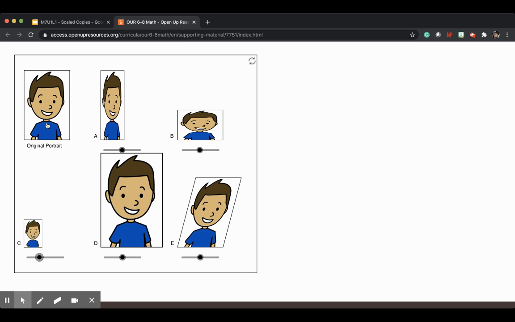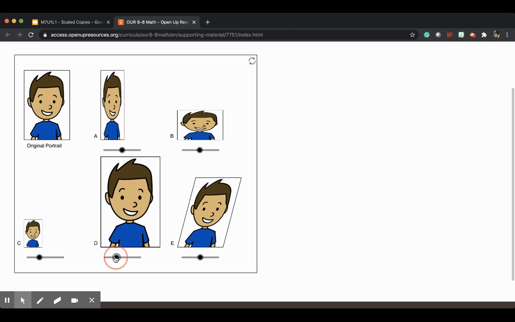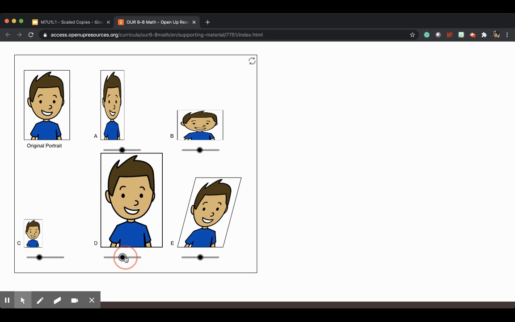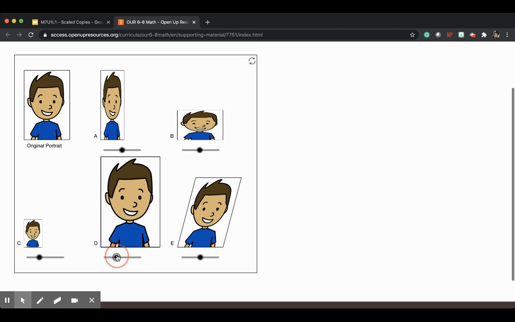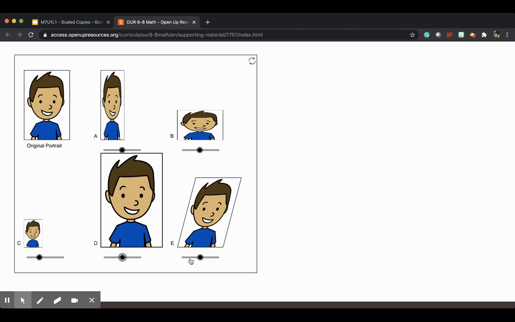D is also kind of different. What did we notice originally? And as I use this scroll bar, what's happening? And last but not least, let's look at E. E is probably the most different. What's happening?